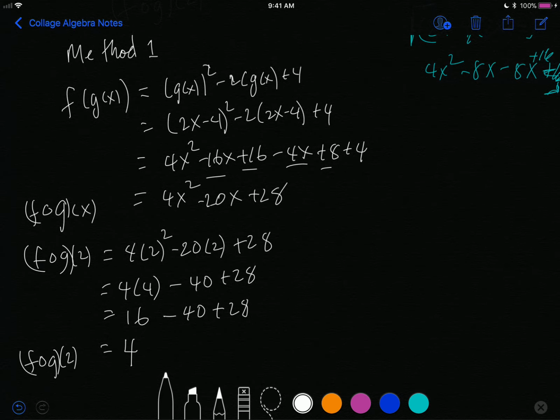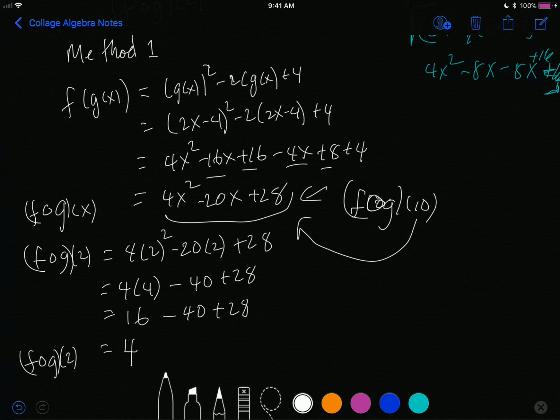Now that I have this function right here, I could find f of g of 5. I just plug 5 into this expression. I can find f of g of 10, just take 10 and plug it into the equation. I can find f of g of negative 1, just take negative 1 and plug it into the equation. And that's the first method. Explicitly find f of g of x and then plug the number in.